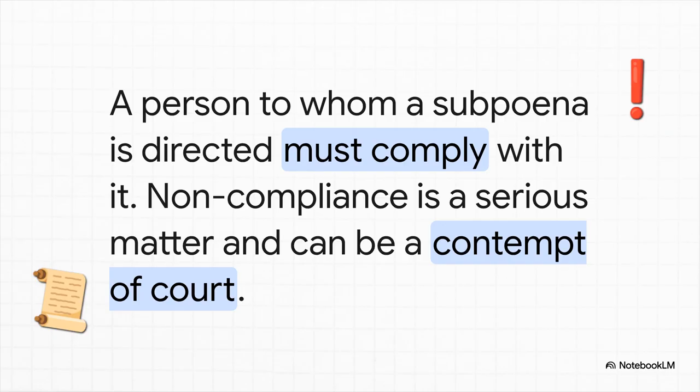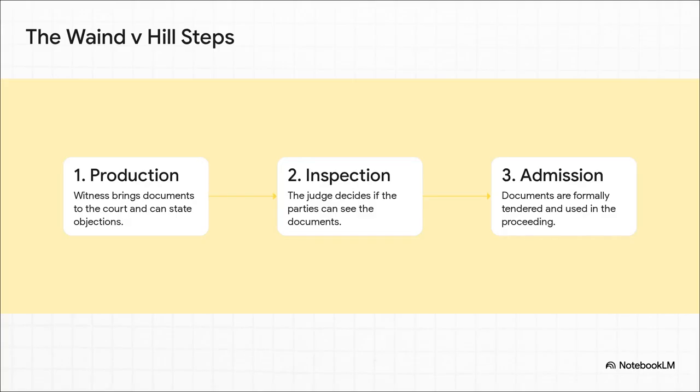Rule 414, subsection 8 is crystal clear. A person who gets a subpoena must comply with it. Ignoring it is a very big deal and can be contempt of court. So you have to show up. But showing up doesn't mean you just hand everything over, no questions asked. And this brings us to the famous three-step dance from the case of Wayne v Hill. You absolutely need to know this.